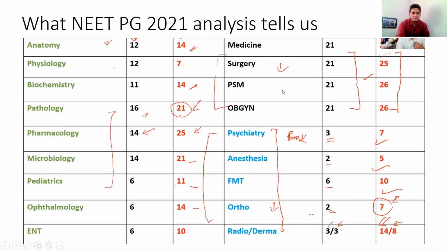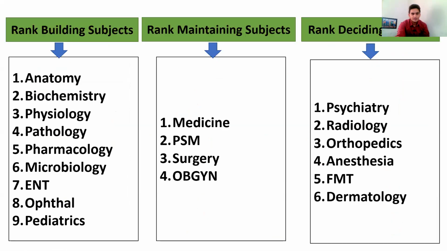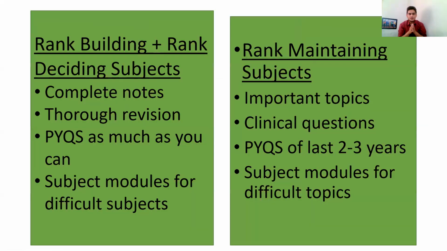Similarly, pathology, pharmacology and microbiology give you a similar yield as compared to PSM. So you can spend more time on them, and your accuracy in PSM will not be as good as in the first and second subject, because they are more fact based. That is why, whenever you start your preparation, you should start with these subjects, because they are going to give you the highest yield. So whenever you address your rank building and rank deciding subjects, make sure you complete your notes.